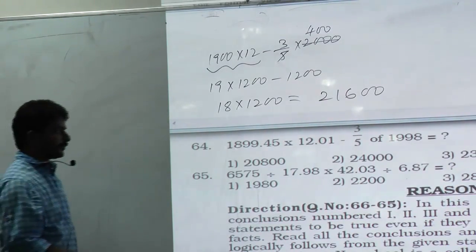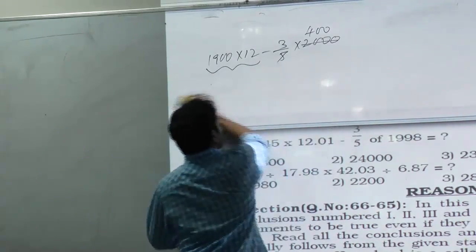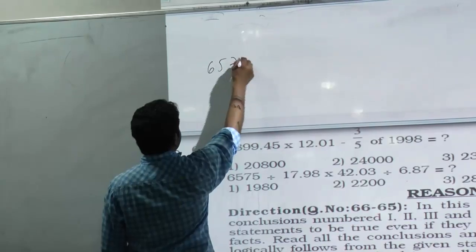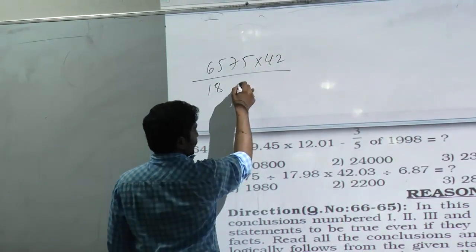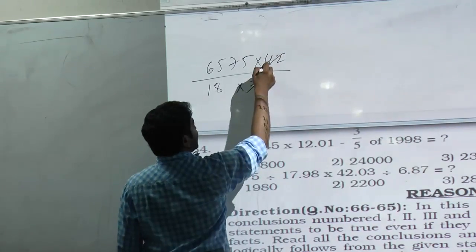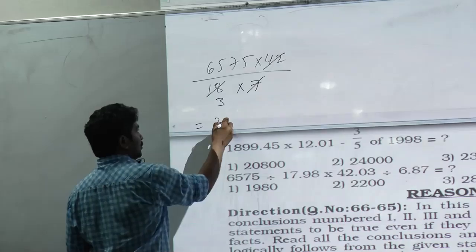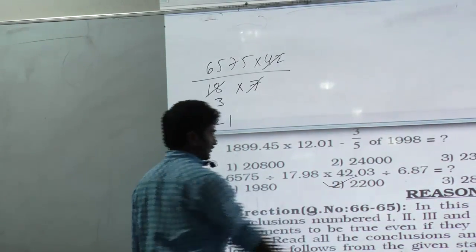Next, 6575 divided by 18 into 42. 7, 7, 6, 2, 1. Done.